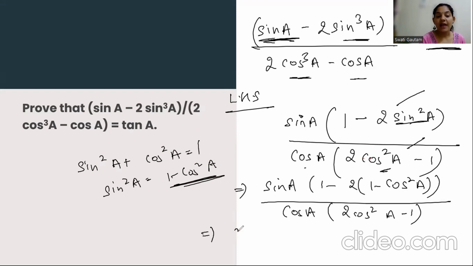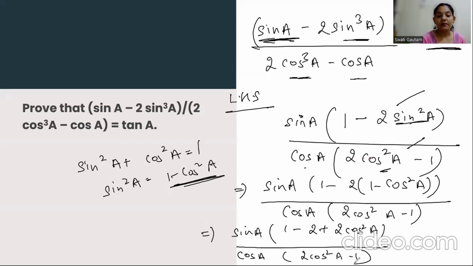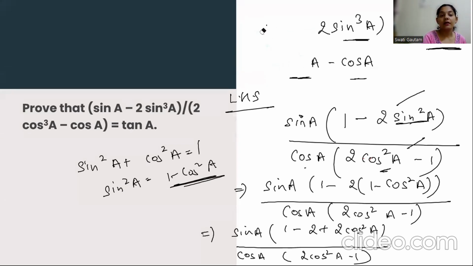So next what we have to do? Sine A. Now 1 minus 2, we will open the bracket. So it will become positive, because minus minus is plus. And cos A, 2 cos square A minus 1. Now, what we have to do after this? So please focus here up till. Okay, now what we have to do? Now, I am just rubbing the above part.